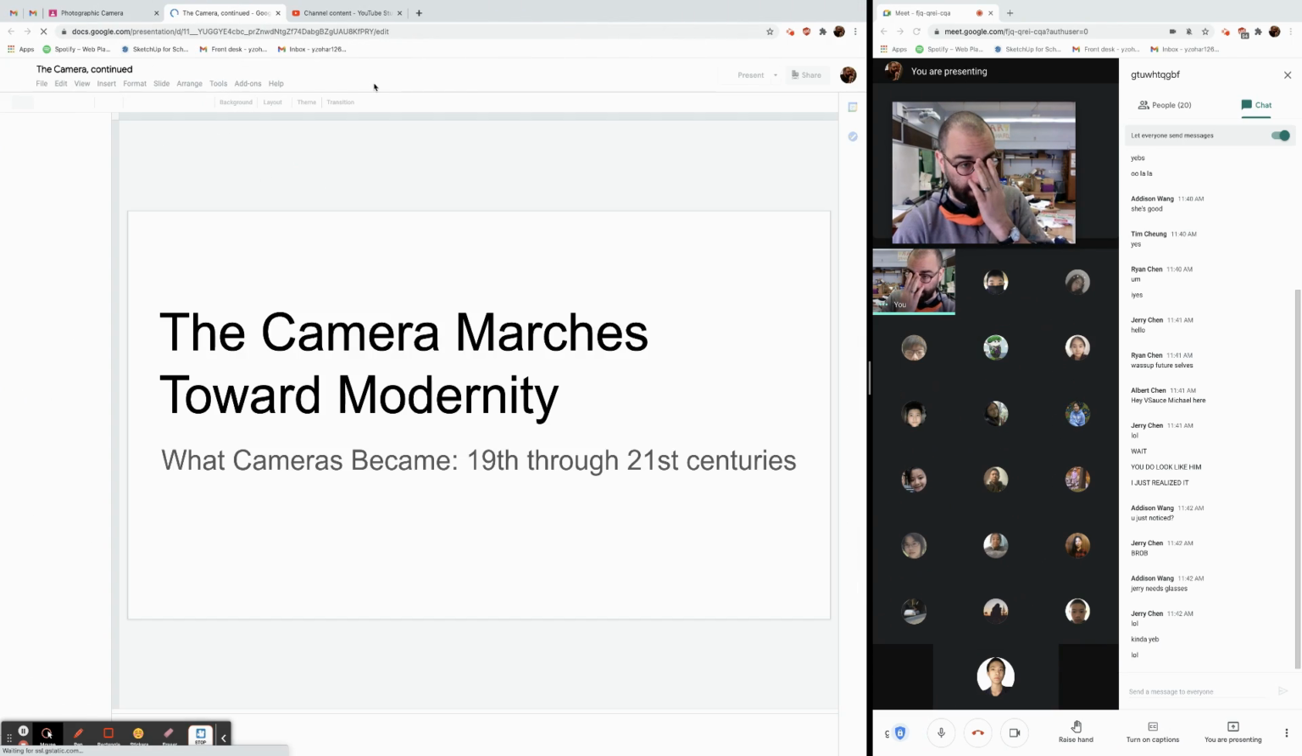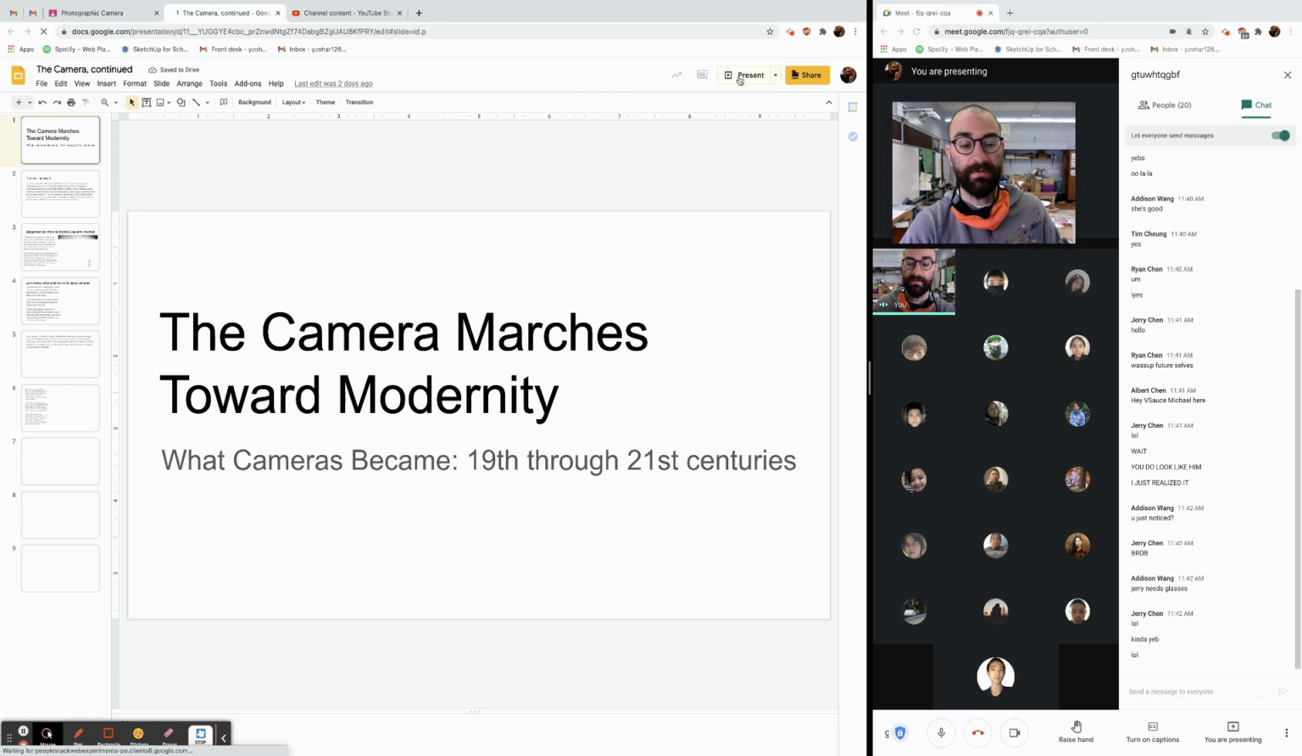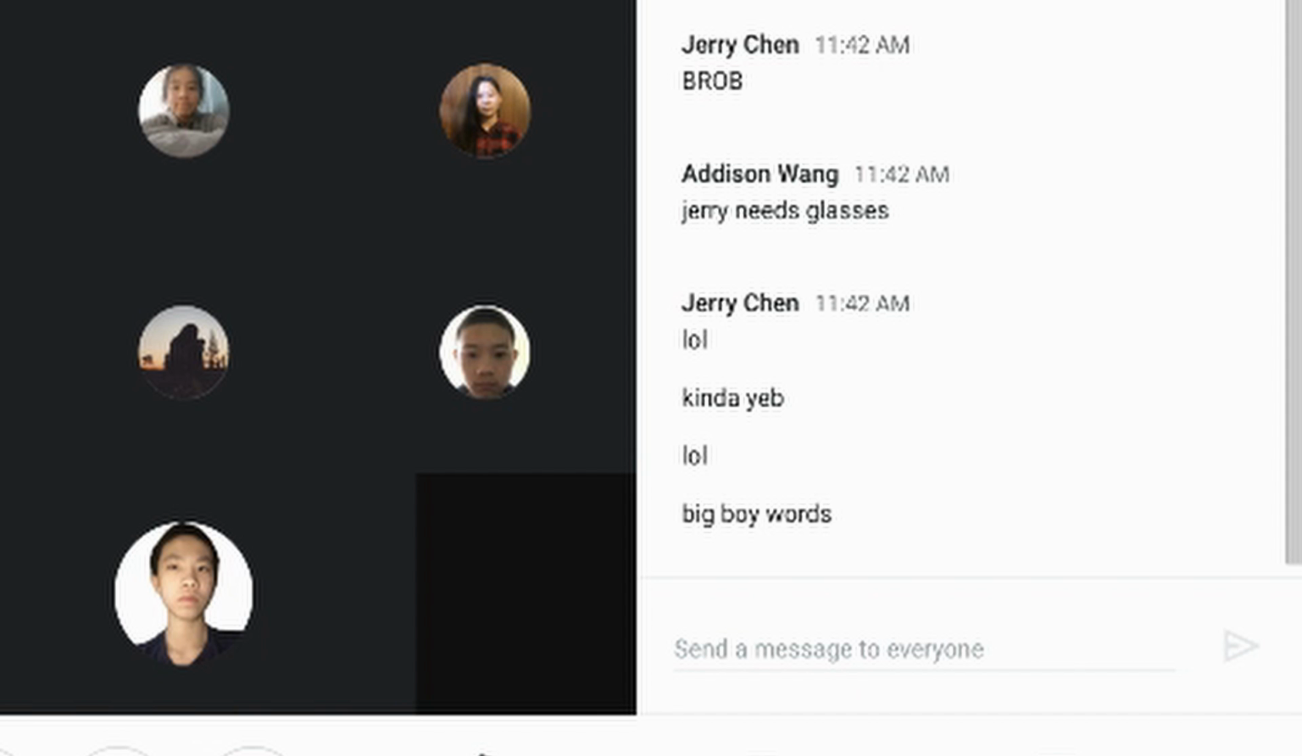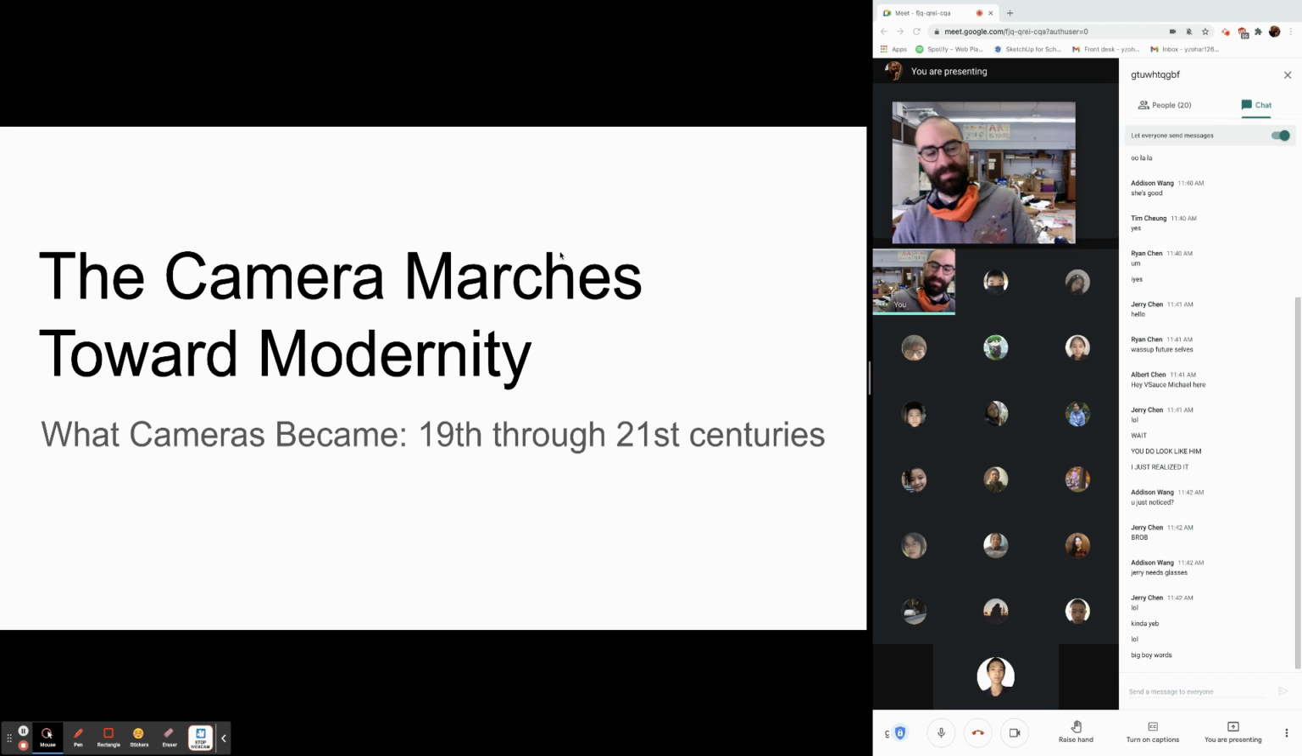All right, so let's take a look. Camera, as it continues to march toward modernity, which means the modern era. Yes, we use lots of big person words in art class. Terminology is something that means that we can describe something very specific without needing to use even more words, right? So let's look at what cameras became in the 19th through 21st centuries.